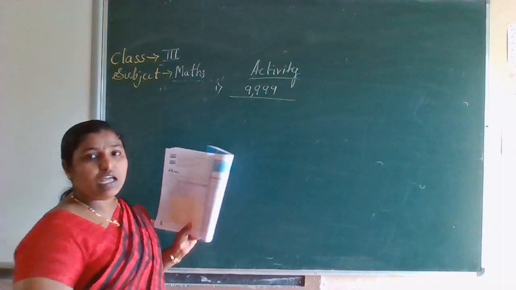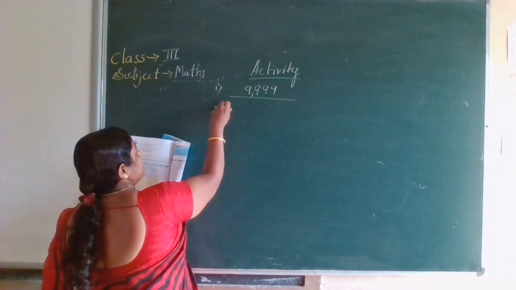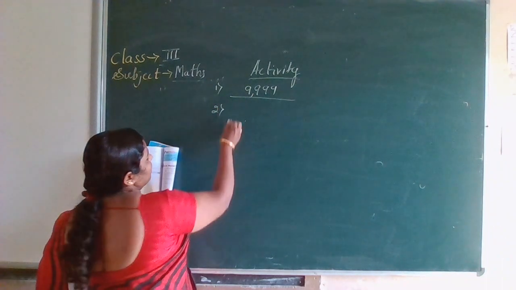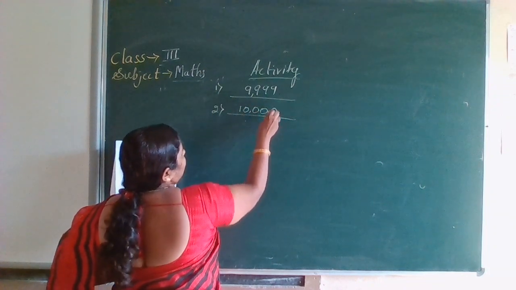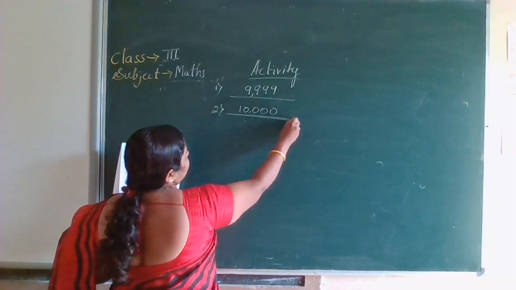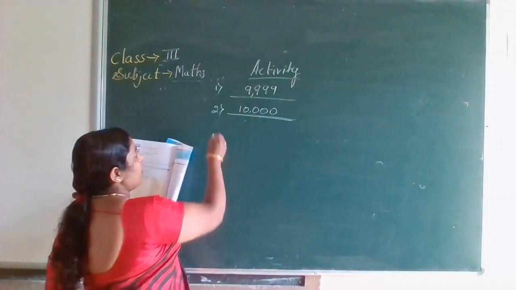9999. This is the greatest 4-digit number. Second one, the smallest 5-digit number. The smallest 5-digit number. 1, 2, 3, 4, 5. So 10,000 is the smallest 5-digit number.